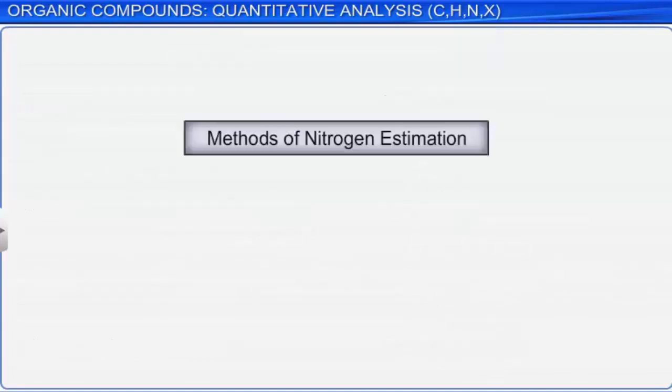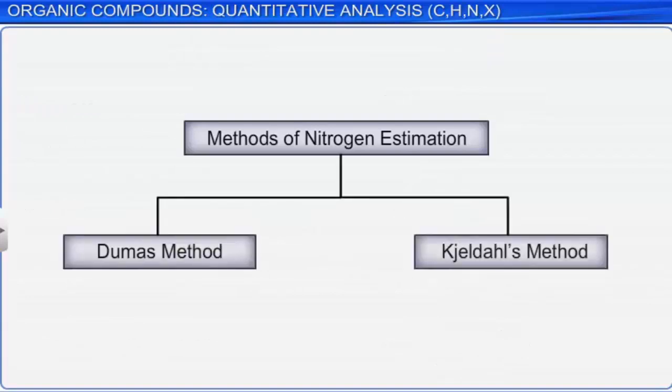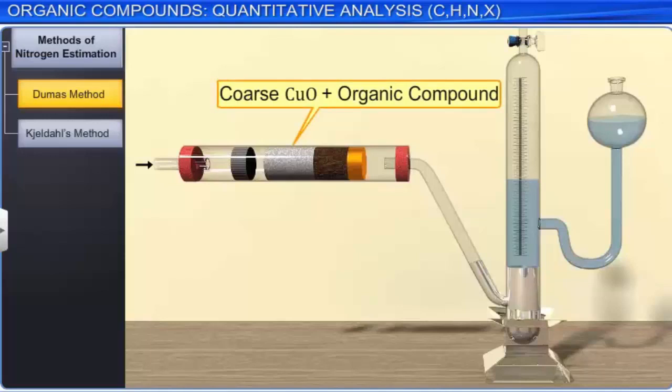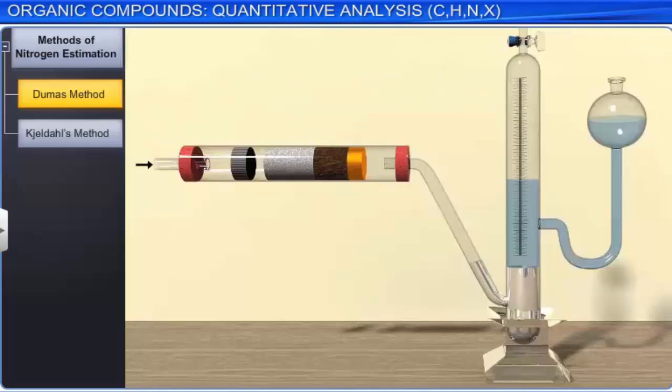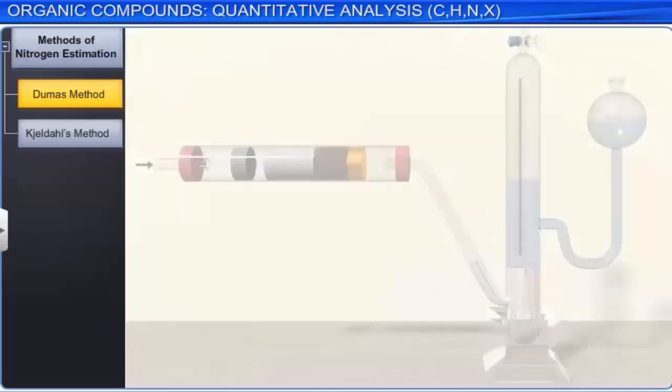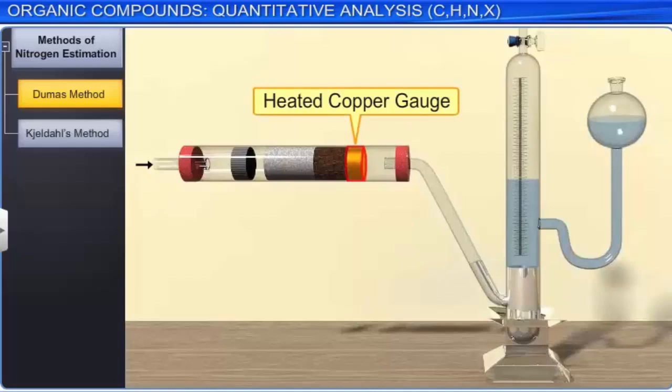For the estimation of nitrogen, two methods, the Dumas method and Kjeldahl's method, are used. In the Dumas method, a known mass of an organic compound is heated strongly with coarse cupric oxide in an atmosphere of carbon dioxide. Carbon and hydrogen get oxidized to carbon dioxide and water, while the nitrogen present in the organic compound is converted into free nitrogen. A part of the nitrogen may get oxidized into oxides of nitrogen. When passed over a heated copper gauze, these oxides of nitrogen are reduced into free nitrogen again.